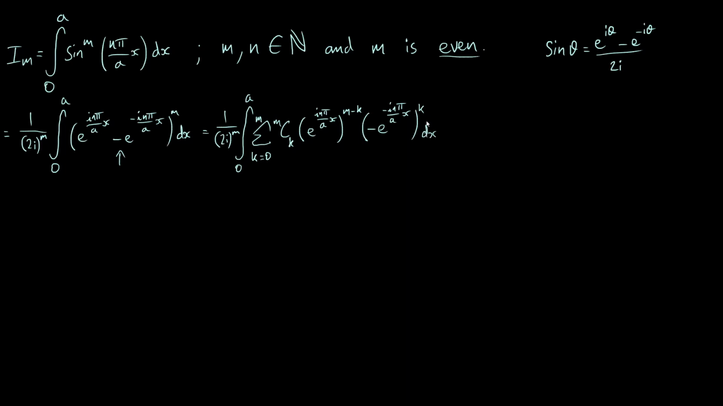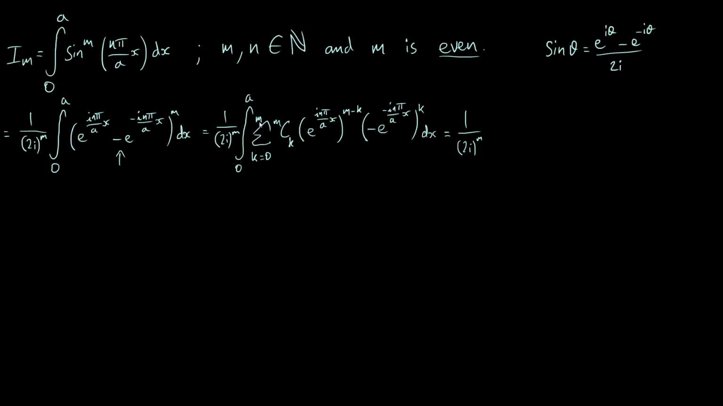Now I just want to simplify this a bit more because there are a couple more things we can do. We still have this 1 over 2i to the m at the front. But we've got the integral of a sum of terms, and the integral of a sum of terms is the same thing as just the sum of the integrals of each individual term, right?